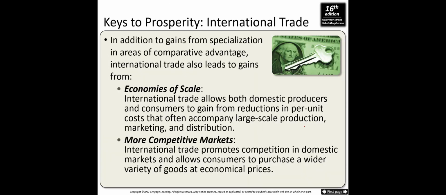In addition to gains from specialization in areas of comparative advantage, international trade also leads to gains from economies of scale, which means international trade allows both domestic producers and consumers to gain from reductions in per unit cost that often accompany large-scale production. So when you have large-scale production, you can buy inputs at a cheaper price, and also the worker specializes in the workplace. Therefore, it leads to economies of scale. That means you produce each product at a lower cost. And also more competitive markets. International trade promotes competition in domestic markets and allows consumers to purchase a wider variety of goods at economical prices.